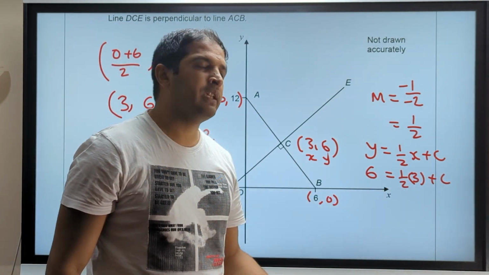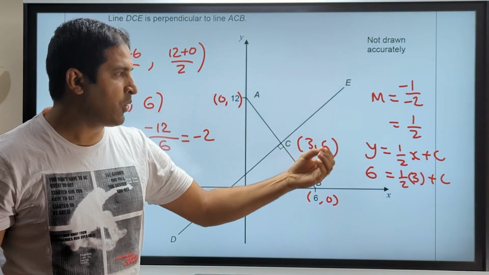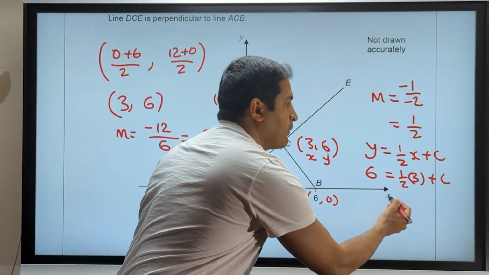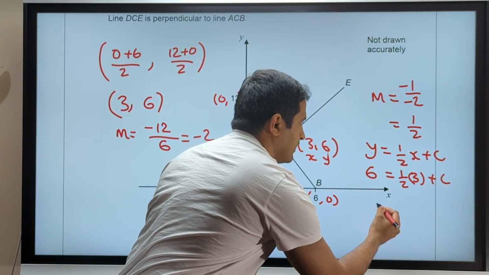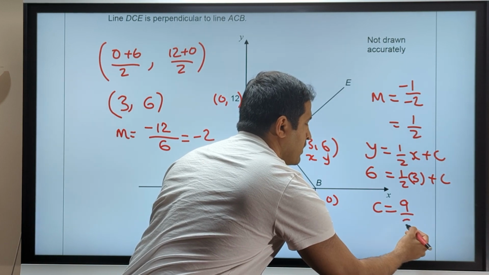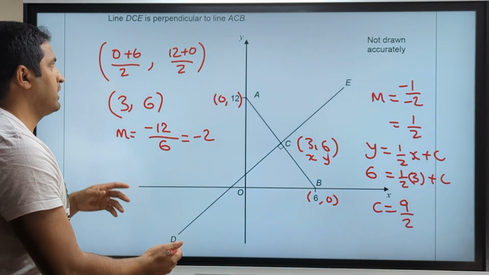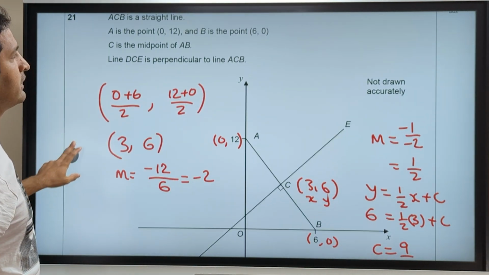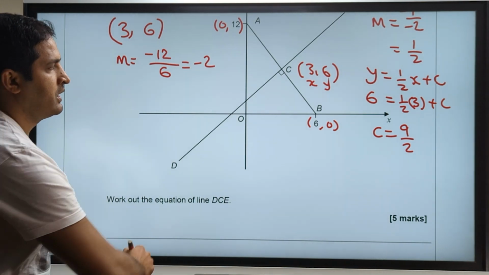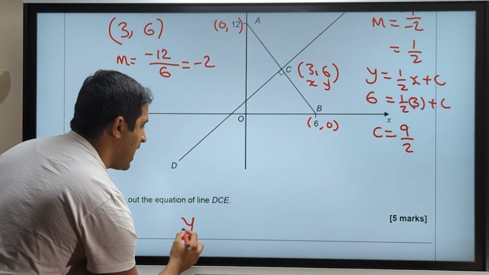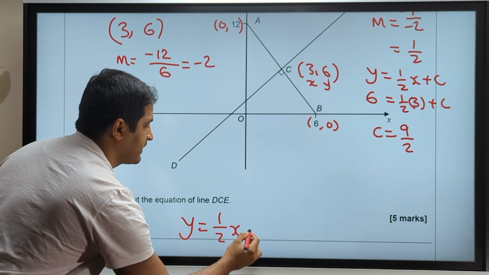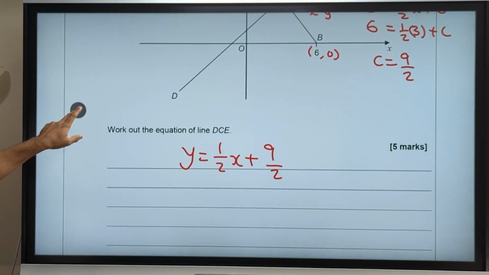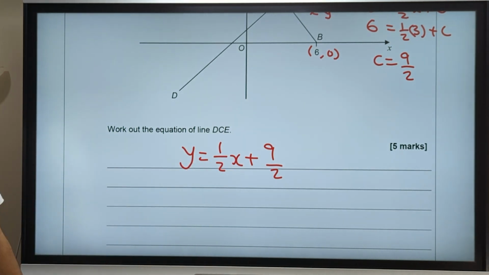So what's the value of c? 1.5 add 4.5 will give you 6. So that's what c is. c is equal to 9 over 2 or 4.5. And you've got the equation of the normal, the perpendicular line, and that's what we're looking for here. Work out the equation of the DCE, which is y equals half x plus 9 over 2. It doesn't say what form they want it in, so I'll leave it in that form.